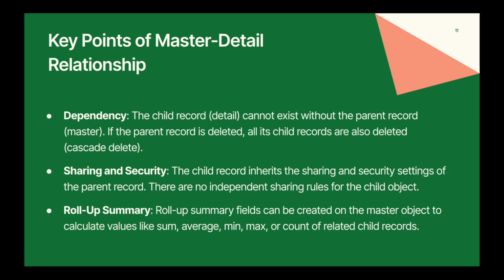Then roll up summary. The additional feature which we were talking about in lookup relationship, which is not part of the lookup relationship but exists in master detail, is roll up summary fields. On the parent object you will get the option to create roll up summary fields, which allow you to calculate values like sum, average, minimum, maximum, or even count of all the related child records. That's a feature you will get only in master detail relationship, not in lookup relationship.